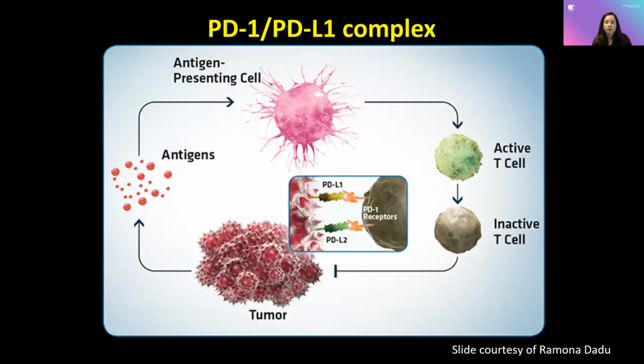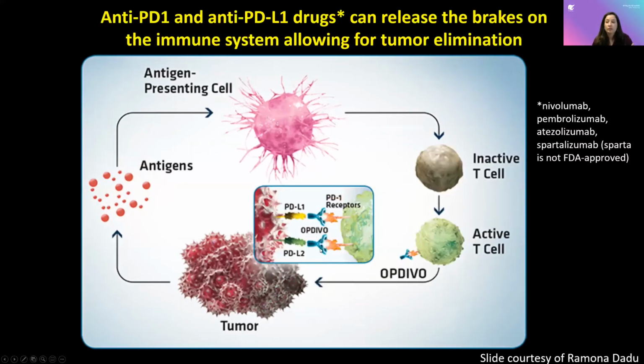I'm not going to go over a lot of this, but the drugs that we mostly use are what we call PDL1 drugs or PD1 drugs, that basically interfere with the receptors between the tumor and the immune system. We try and break that signal. And we do that with drugs such as nivolumab, pembrolizumab, atezolizumab, and spartalizumab, which is not FDA approved, but I'm going to talk about.